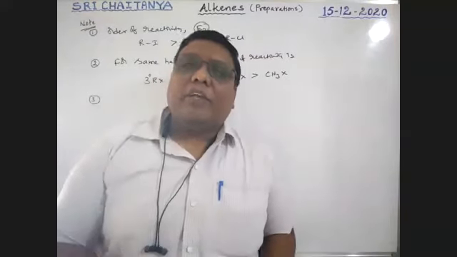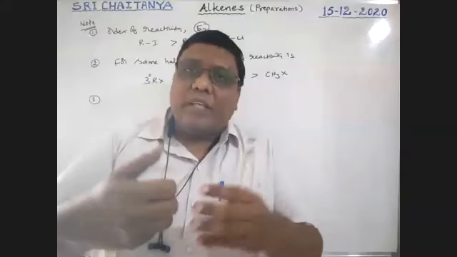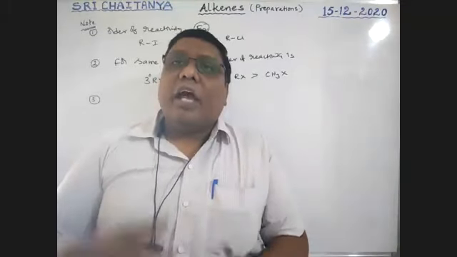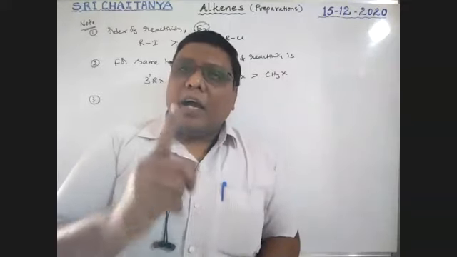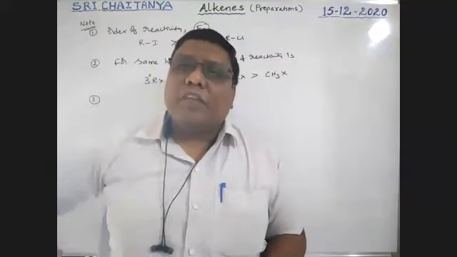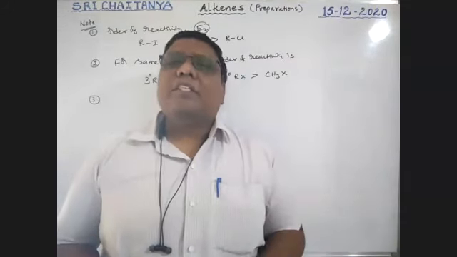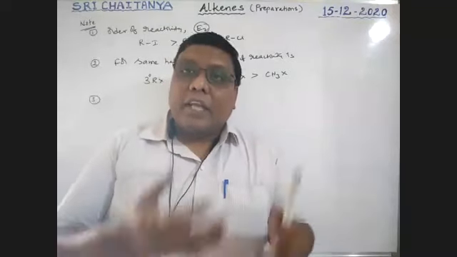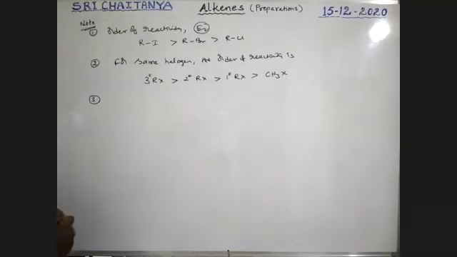Next, third: the strength of the base needed. The base abstracts hydrogen. If a strong base is there, it easily abstracts hydrogen, and if hydrogen comes out easily, alkene formation is easy. Is a strong base or a weak base required for this purpose? Yes, a strong base, because it must abstract the hydrogen. That is why strong bases are needed.